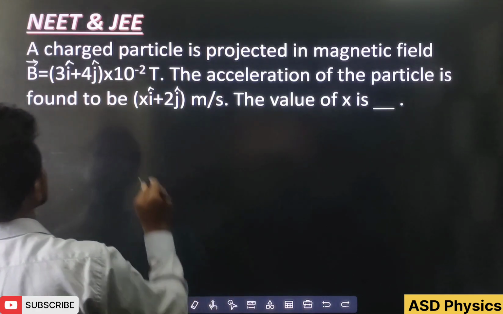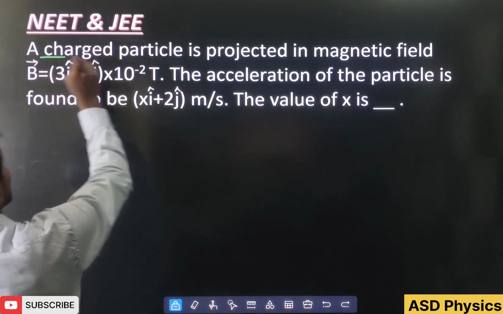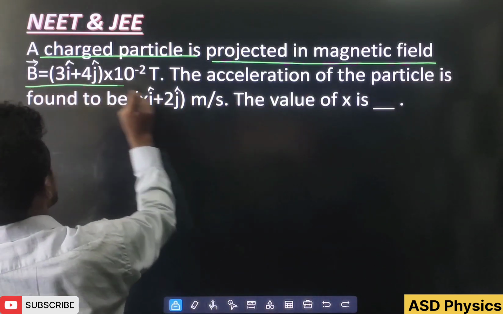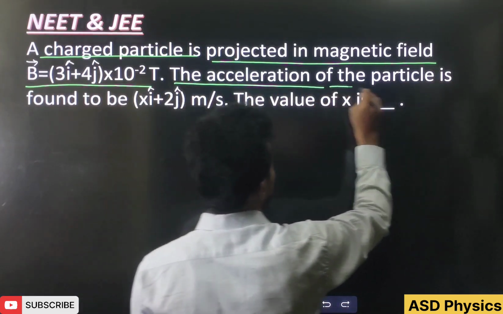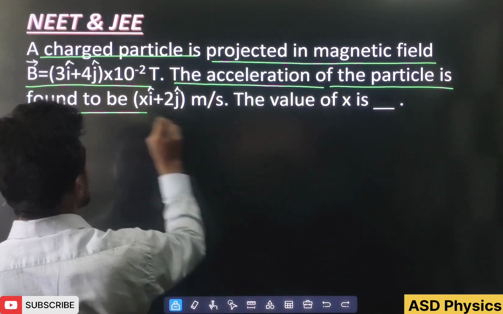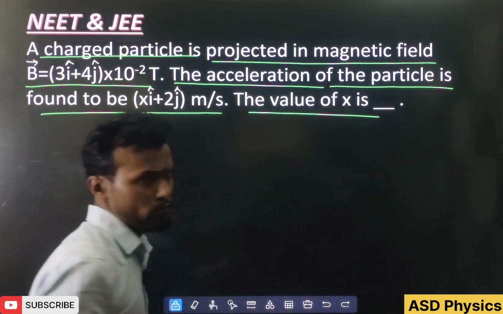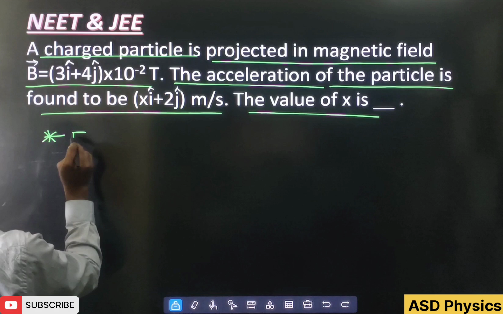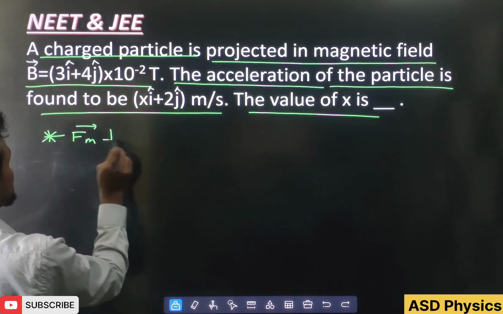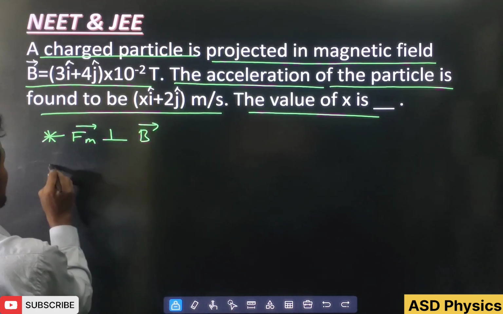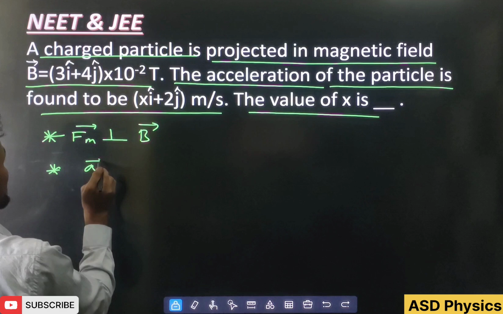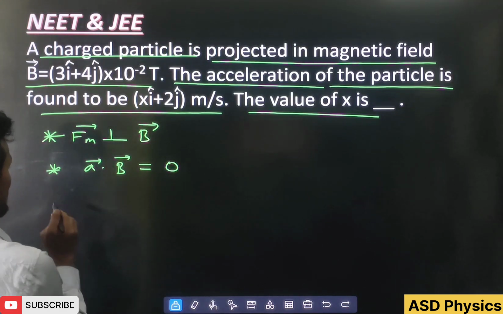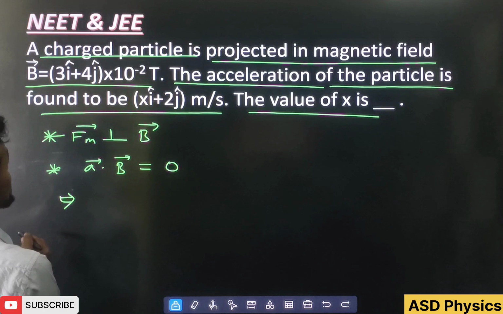The question, important for NEET: a charged particle is projected in a magnetic field B equal to this one. The acceleration of the particle is found to be this one. What is the value of x? What basic thing I have told you, students, is that the magnetic force is perpendicular to the magnetic field. So the dot product of vector A dot vector B is 0. Dot product is 0, so what can we write here?